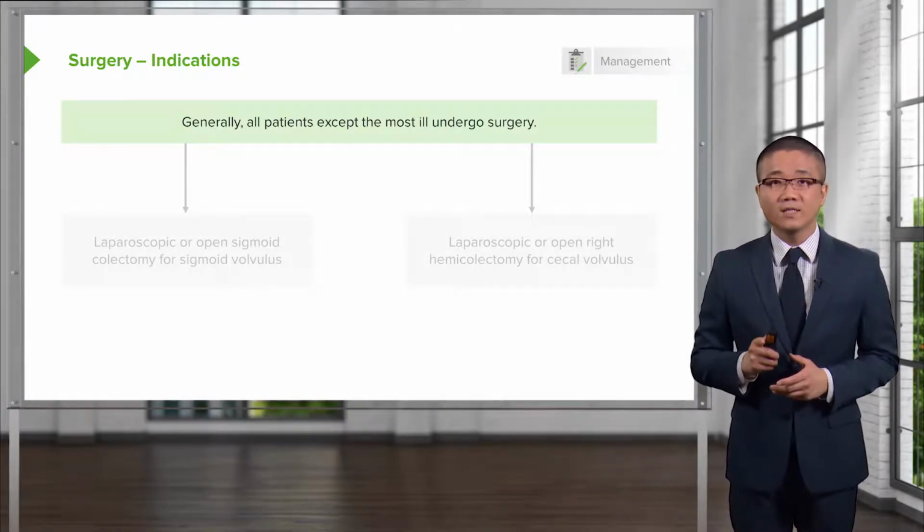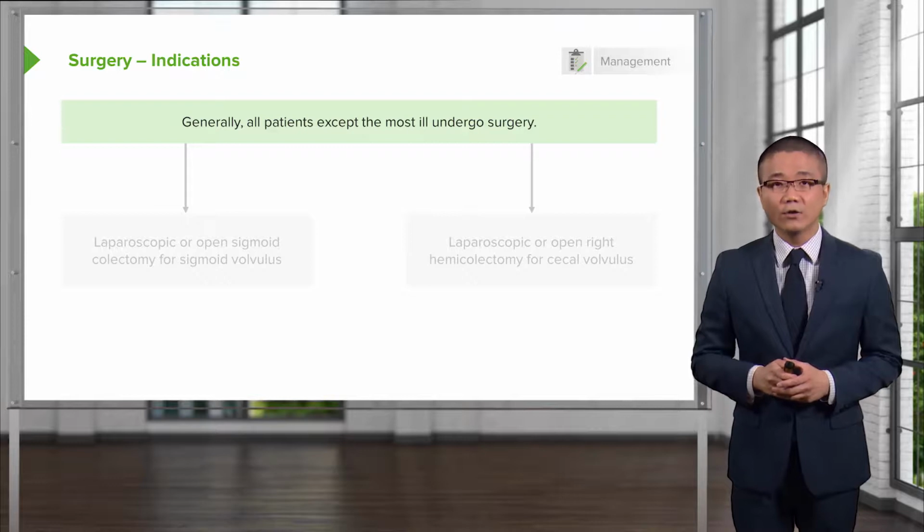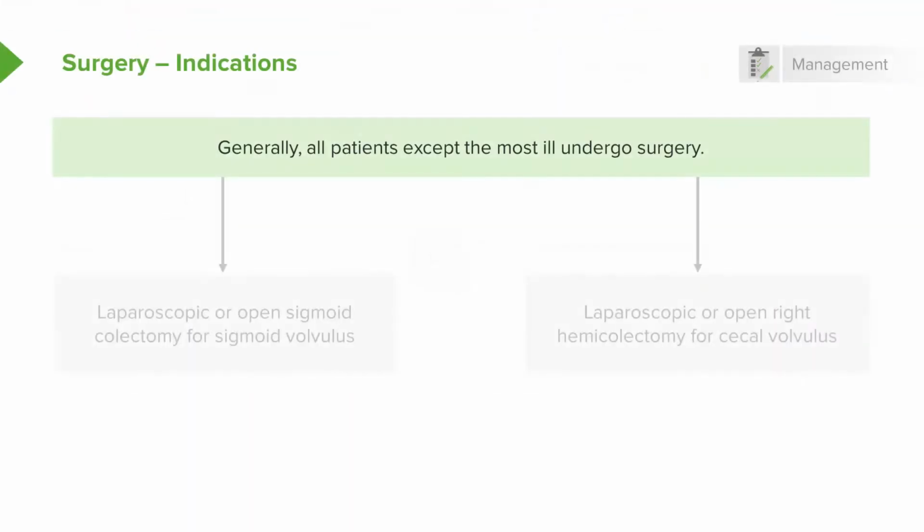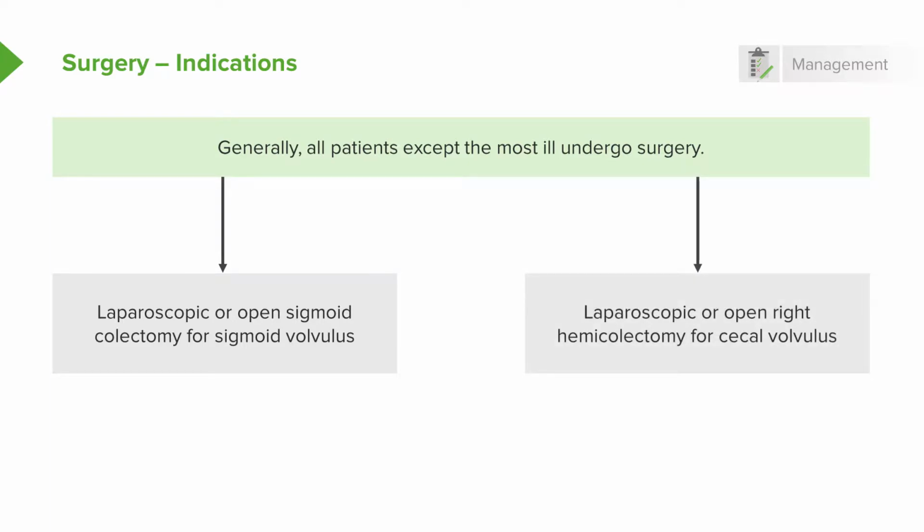When is surgery indicated? Generally, all patients except the most critically ill should undergo surgery. Why is that? Because patients with volvulus, whether it's cecal or sigmoid, are likely to recur without surgery. Laparoscopic or open sigmoid colectomy for sigmoid volvulus, or laparoscopic or open right hemicolectomy for a cecal volvulus. These are considered definitive operations.